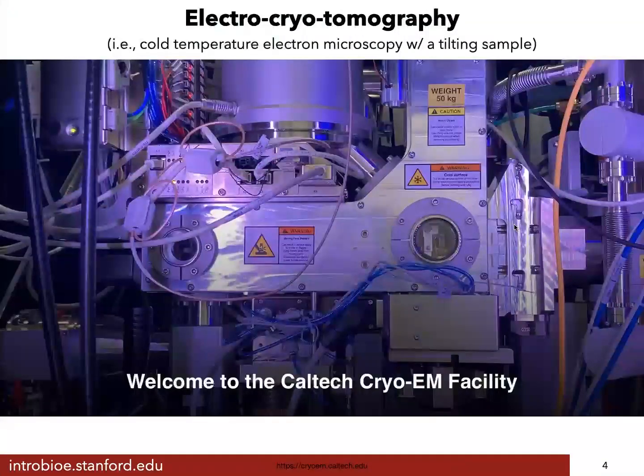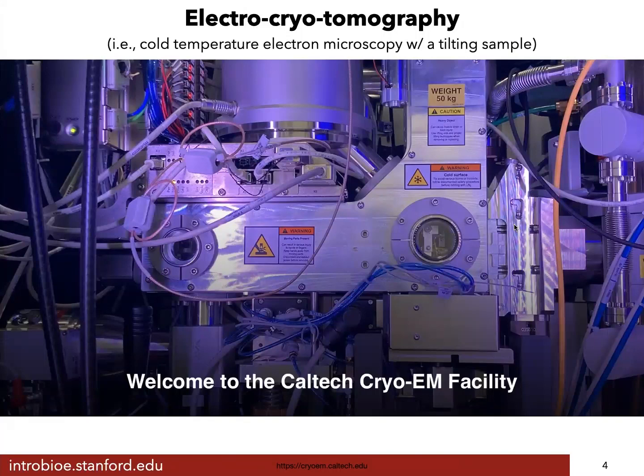The technique has a fancy name, electron cryotomography, which is basically cold temperature electron microscopy with a tilting sample, tomography. So cold temperature, that's cryo, electron microscopy, tomography, tilting sample. And if you go down to Pasadena, they're happy to welcome you at Caltech to their cryo-EM facility, cold temperature electron microscopy facility. And within that facility, according to their website, you see an instrument that looks like this.